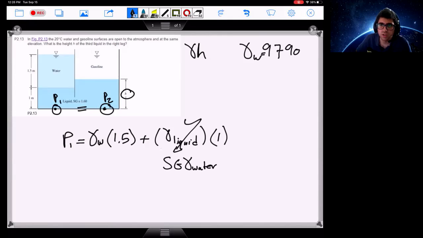You don't have to memorize these values, but it's good to have them at the back of your head when you're solving problems. Specific weight of water is 9790 Newton per meter cubed. Okay, good. There's no table that gives us those actual values, we have to do that calculation, right?